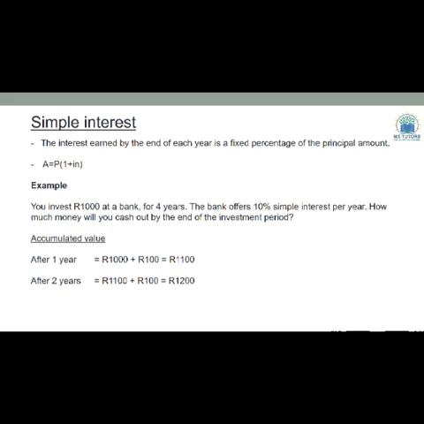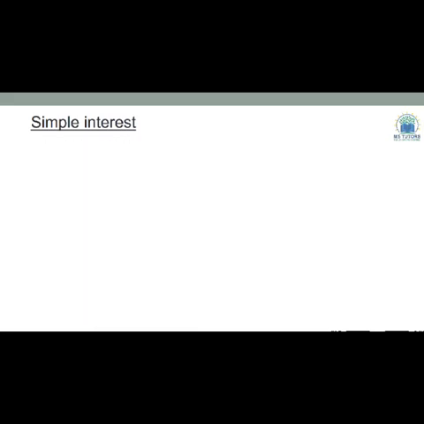And the accumulated value after 2 years is 1,200 rands. After 3 years, it's the same thing. You earned an extra 100 rands, so you end up with 1,300 rands. And the fourth year, which is the final year of your investment, you end up with 1,400 rands. So basically, after 4 years, you shall receive 1,400 rands. That's your accumulated value, right?